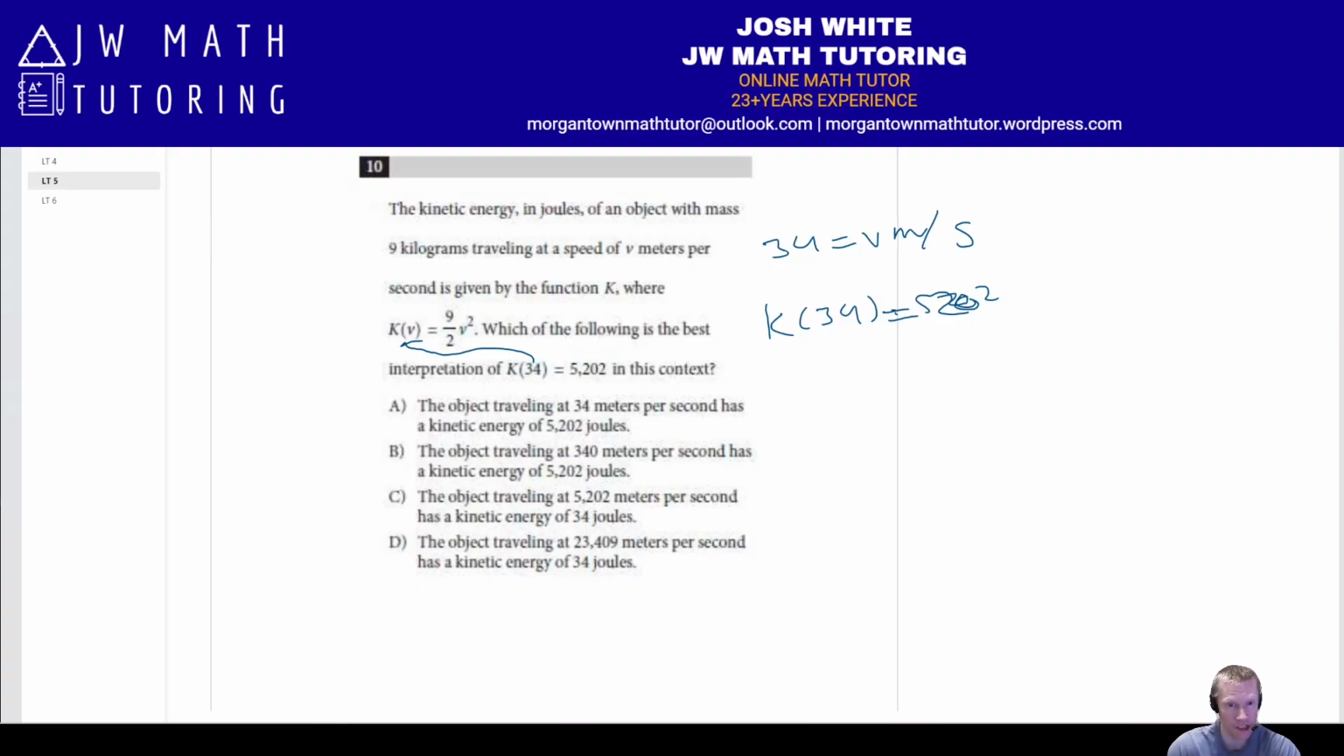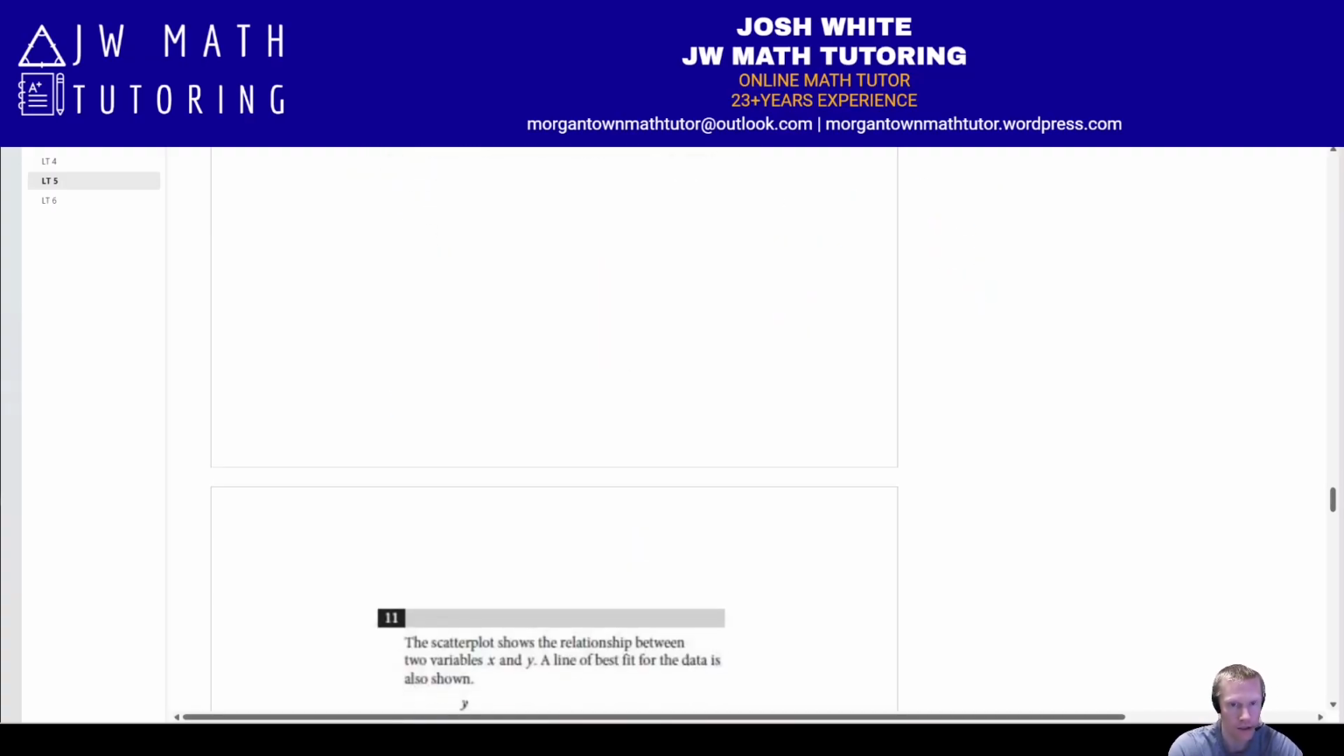Notice the only answer choice that has that is letter A. So by default, it has to be letter A. But you can also confirm then that the output, or the K of V, which gives the kinetic energy, would be 5202. And here's the units, joules, 5202 joules. So that just confirms that A is correct.